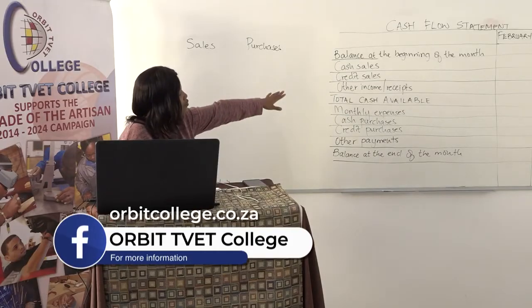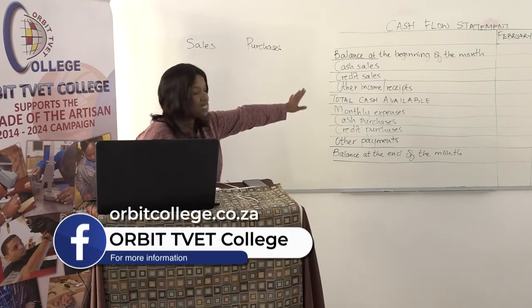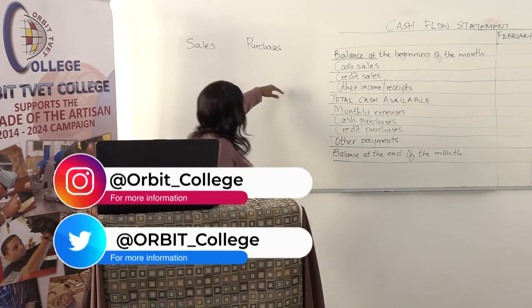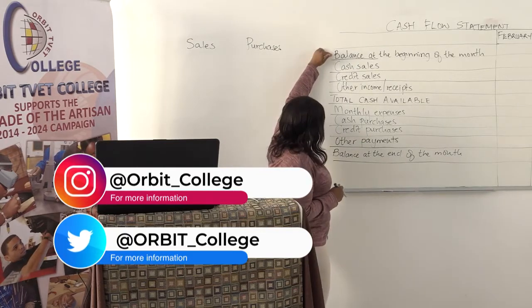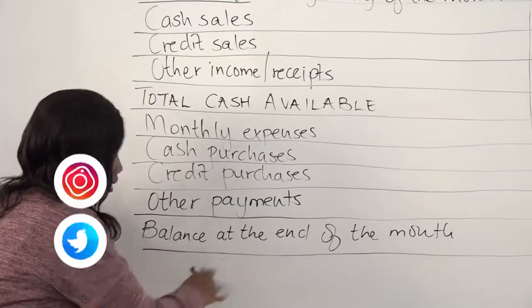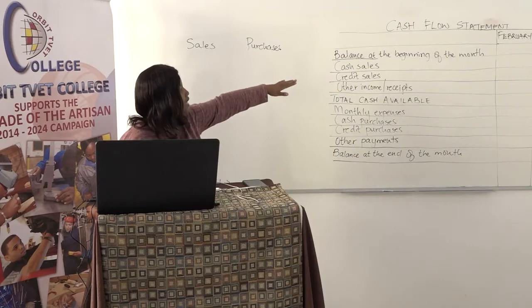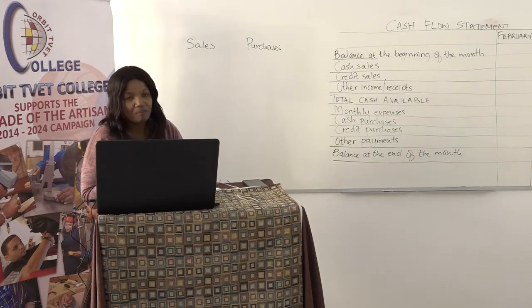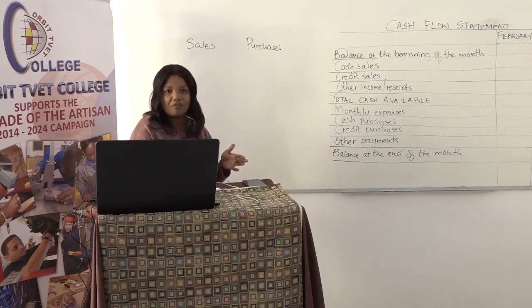Now, this is the format for the cash flow statement. It does not change. It always stays like this. It starts with the balance at the beginning of the month and ends with the balance at the end of the month. In our cash flow statement, we record the receipts as well as the payments. The balance at the beginning of the month can either be favorable or unfavorable.